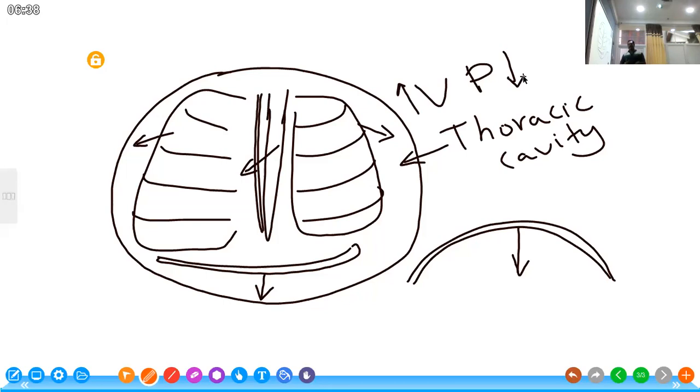In all cases, air blows from high pressure to low pressure. As a result, through the nasal passage, through the respiratory tract, air is filled in the lungs. Outside atmospheric pressure is greater than the pressure inside the lungs. Air blows from outside to inside. Then the lungs are enlarged. That is called inspiration or breathing in.